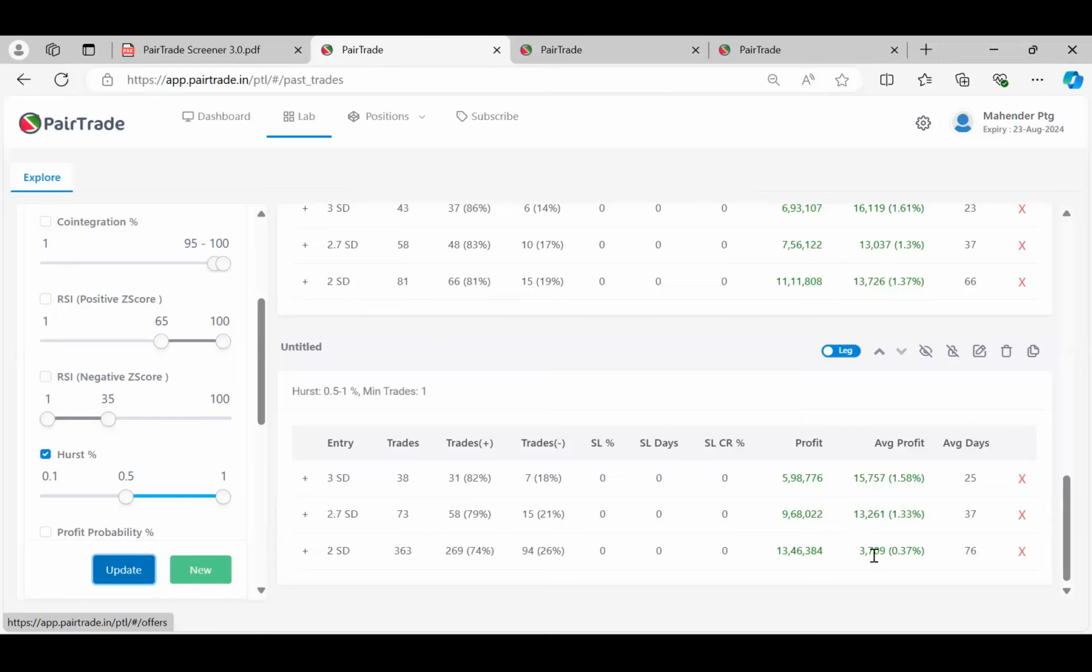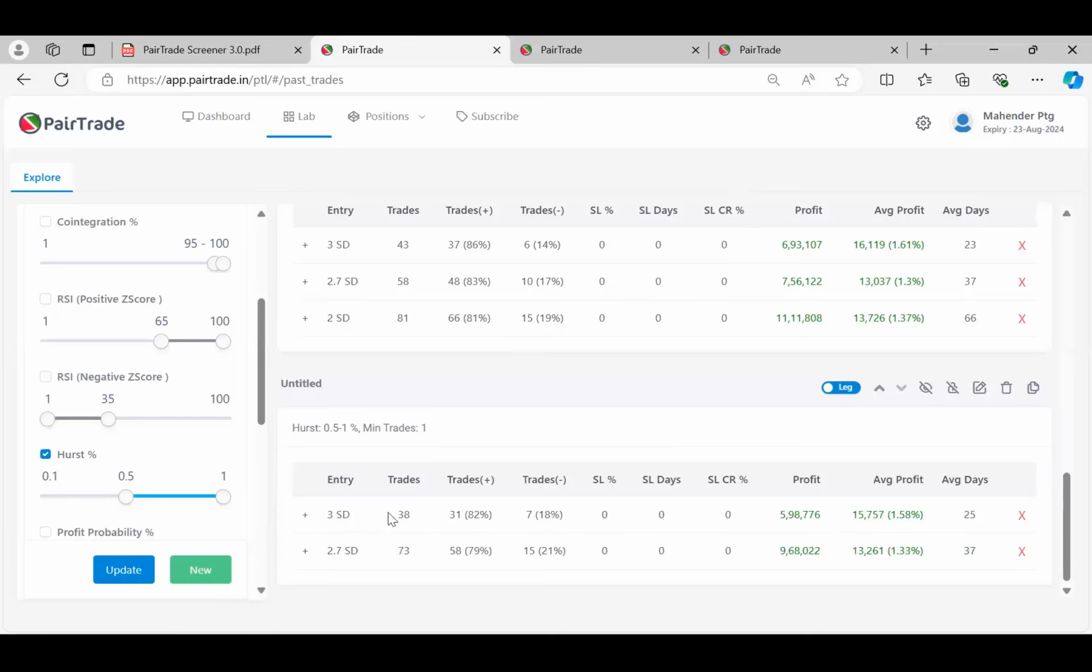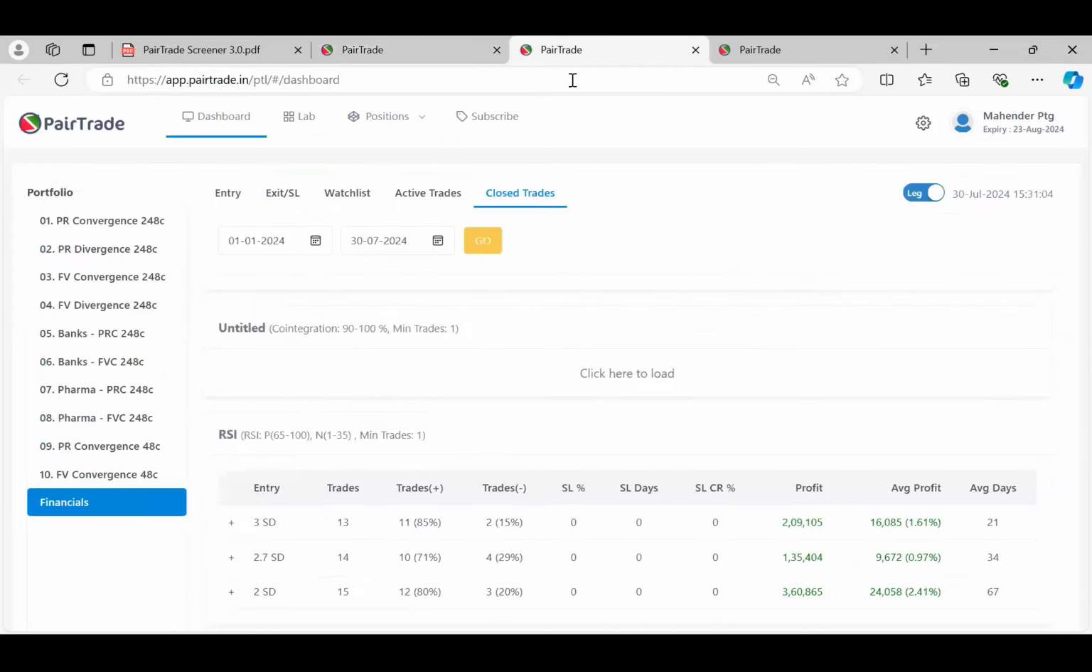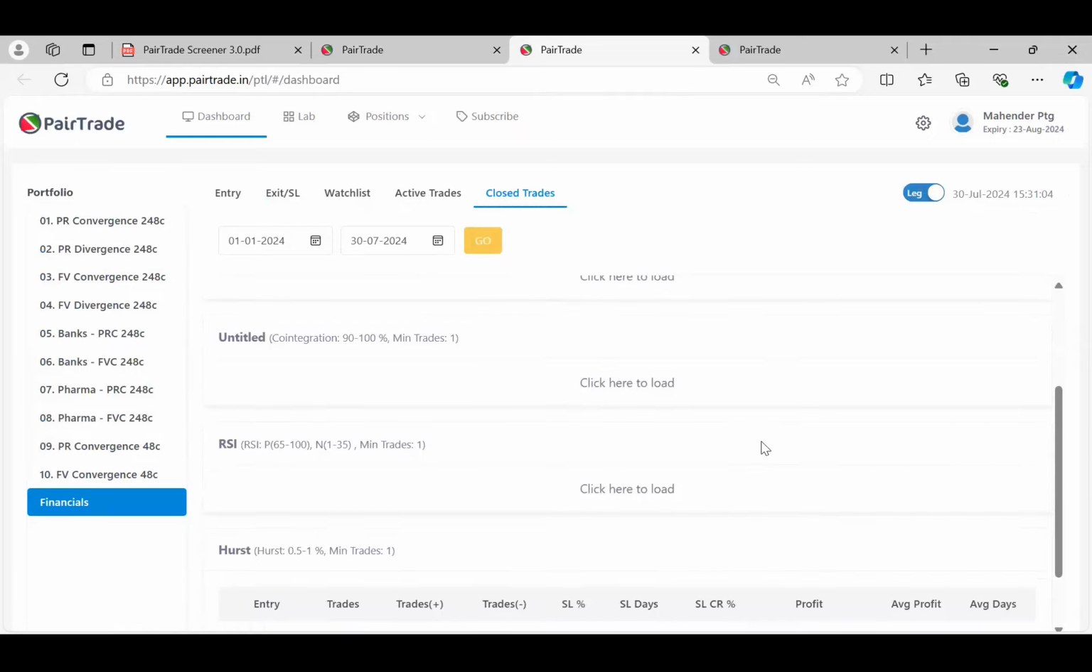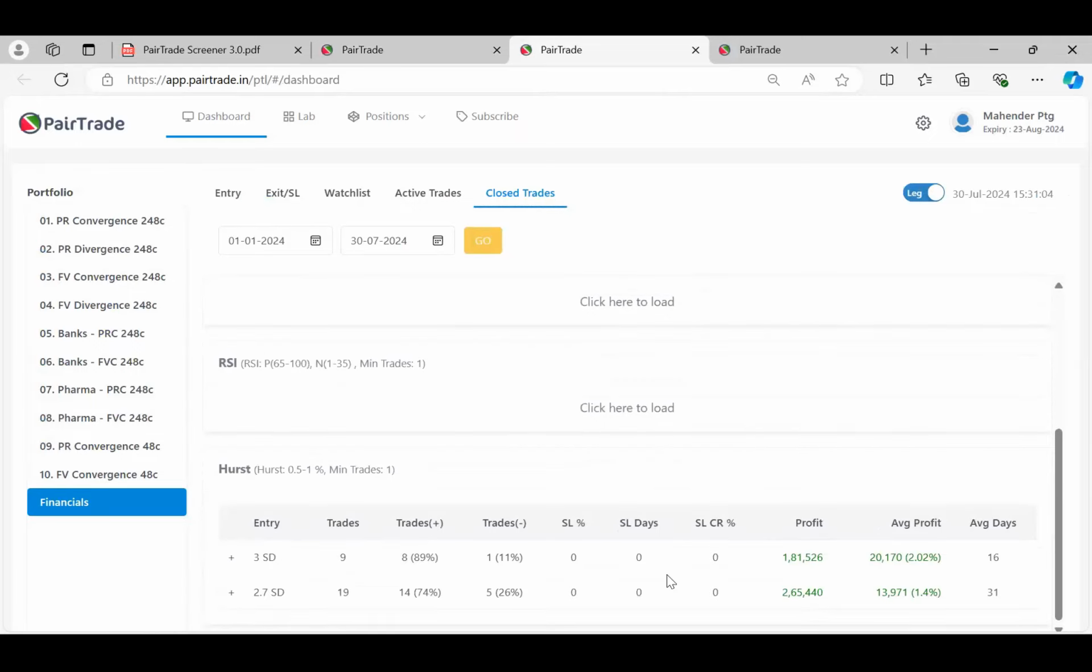Yeah. Now at 2 standard deviation, the returns are not good. You don't want to trade that. So what I do is I just remove it from this portfolio setting. Okay, I don't want to trade 2. I'll say okay, only at 3 and 2.7. I'll say Hurst. Go here. Check. So only 3 and 2.7 will be visible. So even if any trade comes at 2, it won't show you because you have decided that you don't want to do 2 standard deviation for that combination. So that kind of functionality is also available.